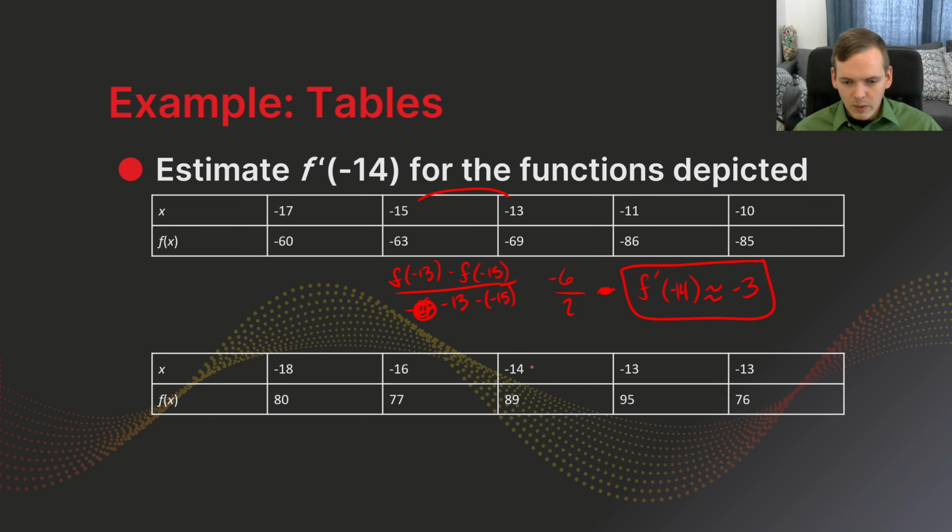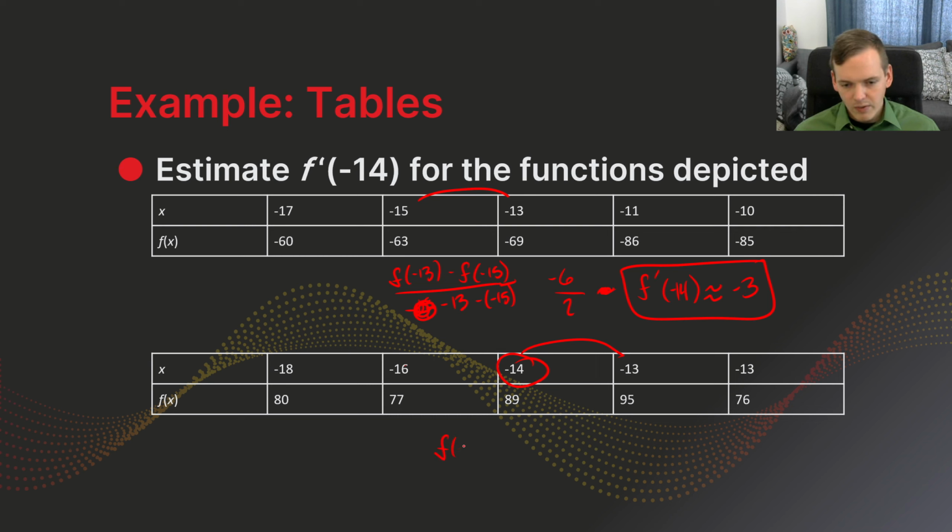Now if we come down here, we notice that -14 is one of our values in the table. So we have to choose what's the best difference quotient here. And as we've said before, the best, most accurate difference quotient is the one with the smallest x interval. If I did -16 and -13, that's a spread of 3. If I do -16 and -14, that's a difference of 2. But if I do -14 and -13, that's a difference of 1. So this right here is my best interval to do the difference quotient over.